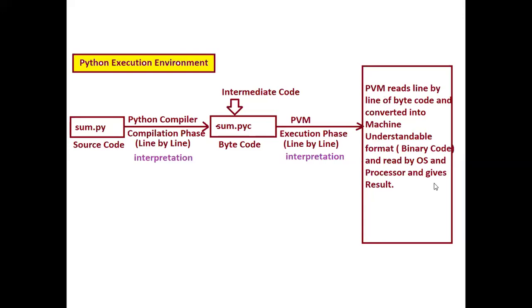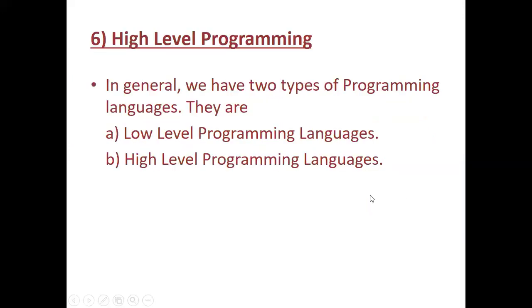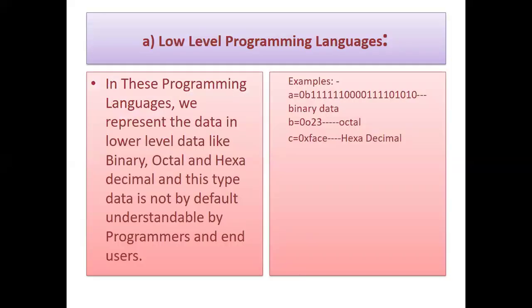Now, Python is a high-level programming language. In general, we have two types of programming language: one is low-level programming language, and the second is high-level programming language. What do we understand by low-level programming language? It is a language which represents lower-level data like binary, octal, and hexadecimal. This type of data is not understandable by the programmer and the end user.